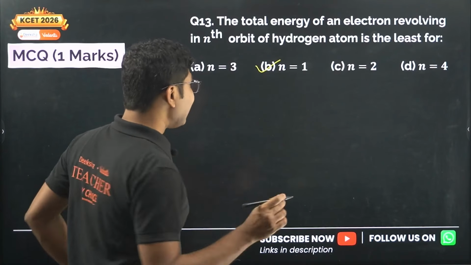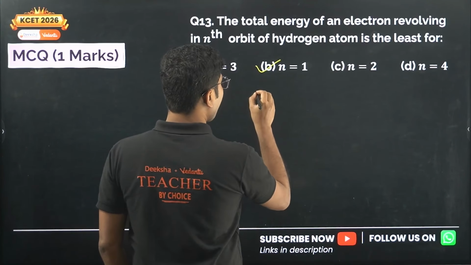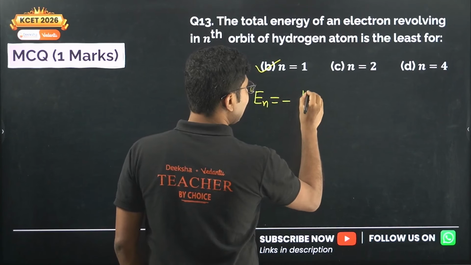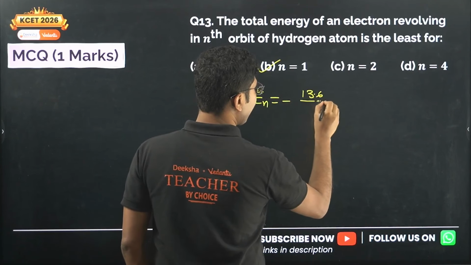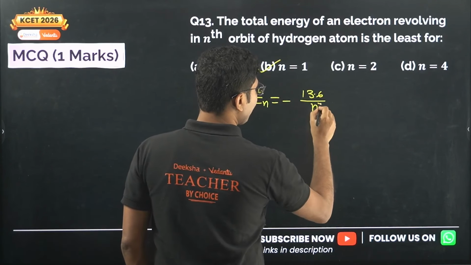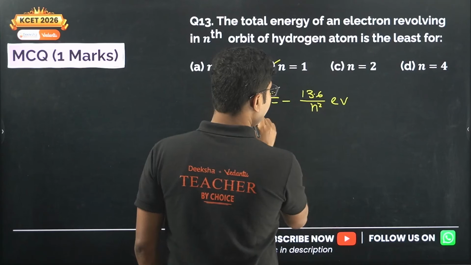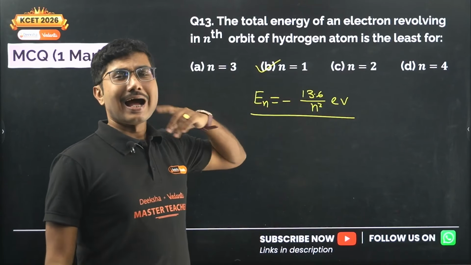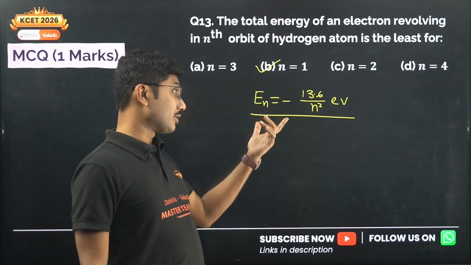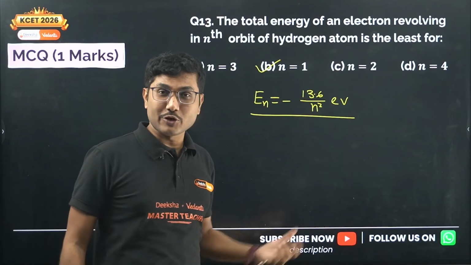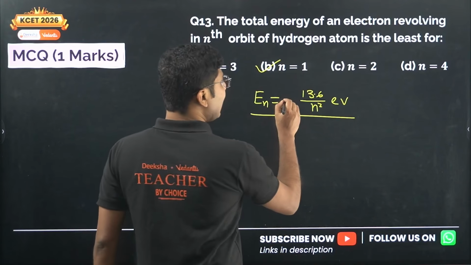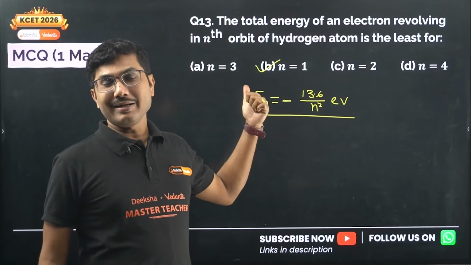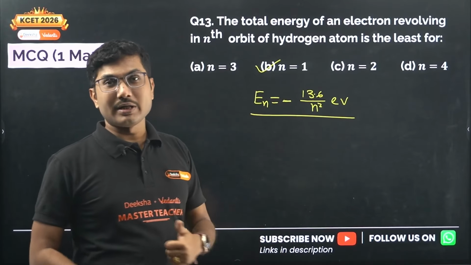Energy of an electron in nth orbit is given by total energy equals minus 13.6 divided by n square eV, right? We know that. So here, as you can see, smaller is n, higher is the magnitude of energy, but because there is a negative sign, that means smaller the n, smallest will be the total energy.